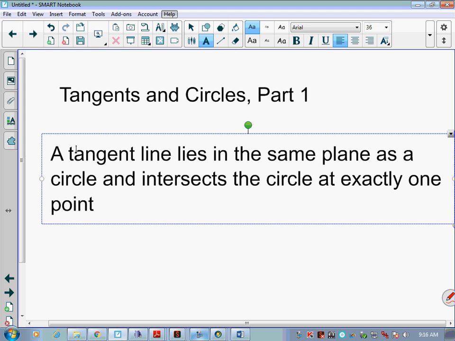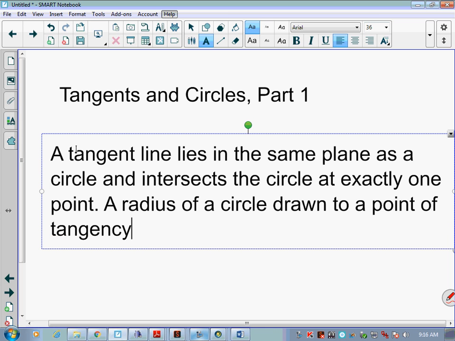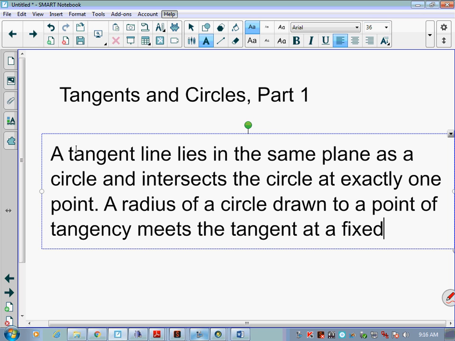That's important. A radius of a circle drawn to a point of tangency meets the tangent line at a fixed angle. Okay? All right.